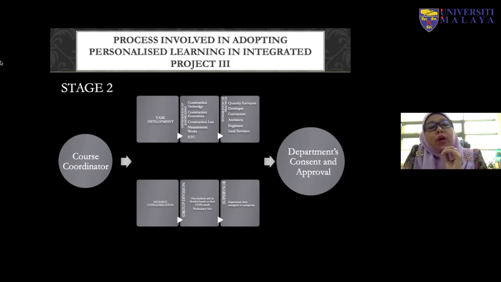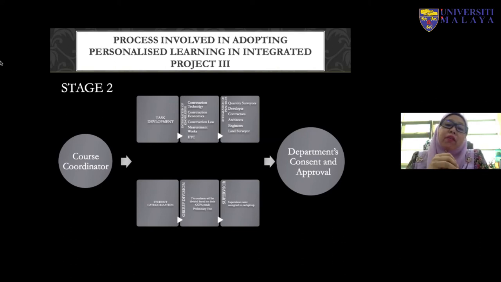it is more on the course coordinator's task, whereby the course coordinator is required to develop the task for Integrated Project 3, and also to categorize the students. For the task development, it consists of the integration of knowledge, whereby the course coordinator has to make sure that the task being developed consists of several areas of knowledge, especially construction technology, construction economics, construction law, measurement works and so on.